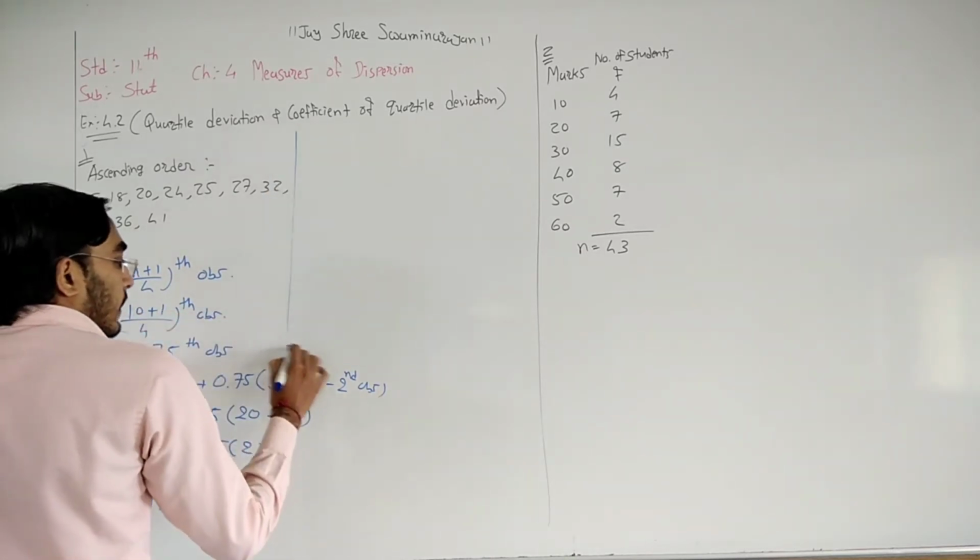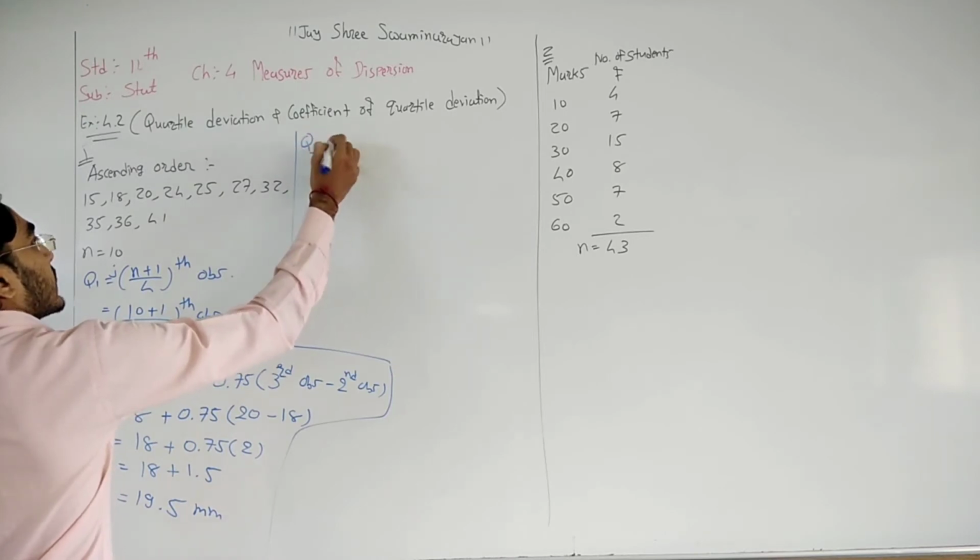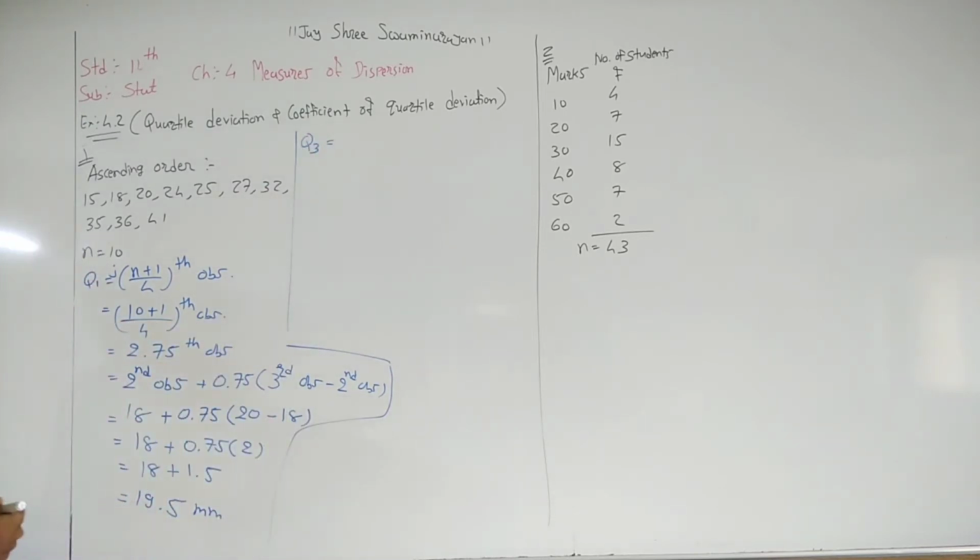After that, in similar way, we need to find the Q3, right? So what is the formula for Q3?